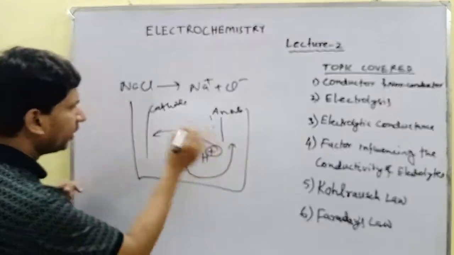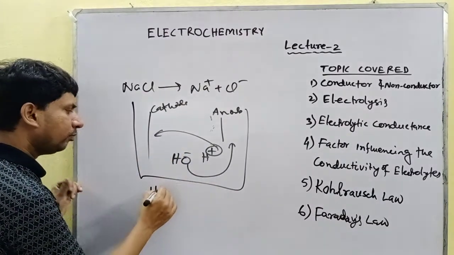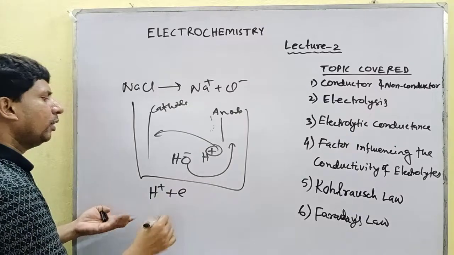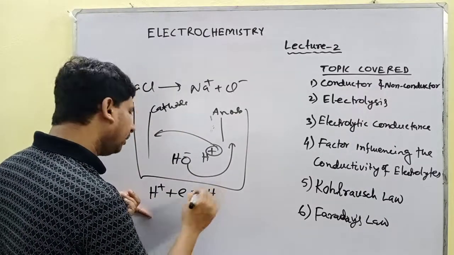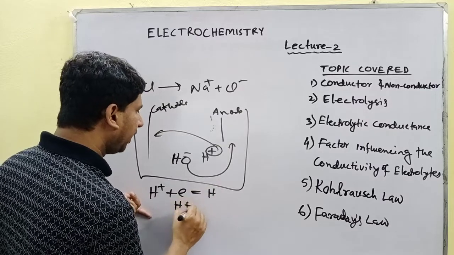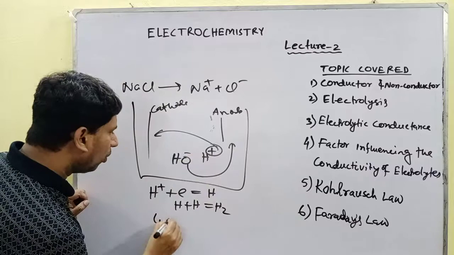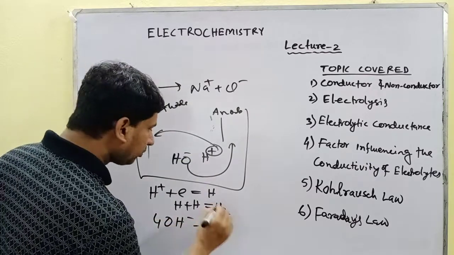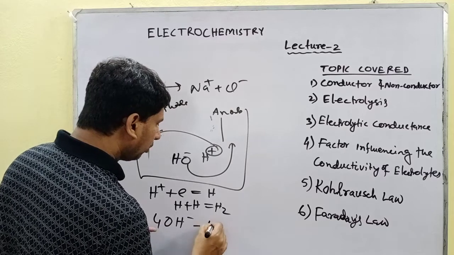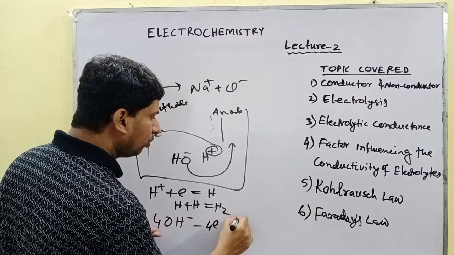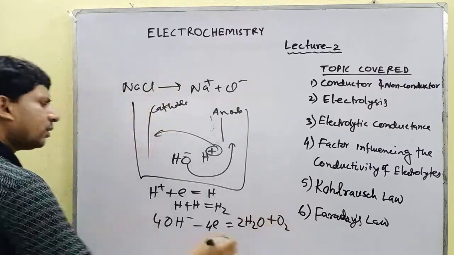And what will be the product? The product will be H plus plus electron. It takes an electron from the cathode and it will be H, then H plus H, it will be H2, and 4 OH minus minus 4 electrons equals 2 H2O plus O2. So this is the process.